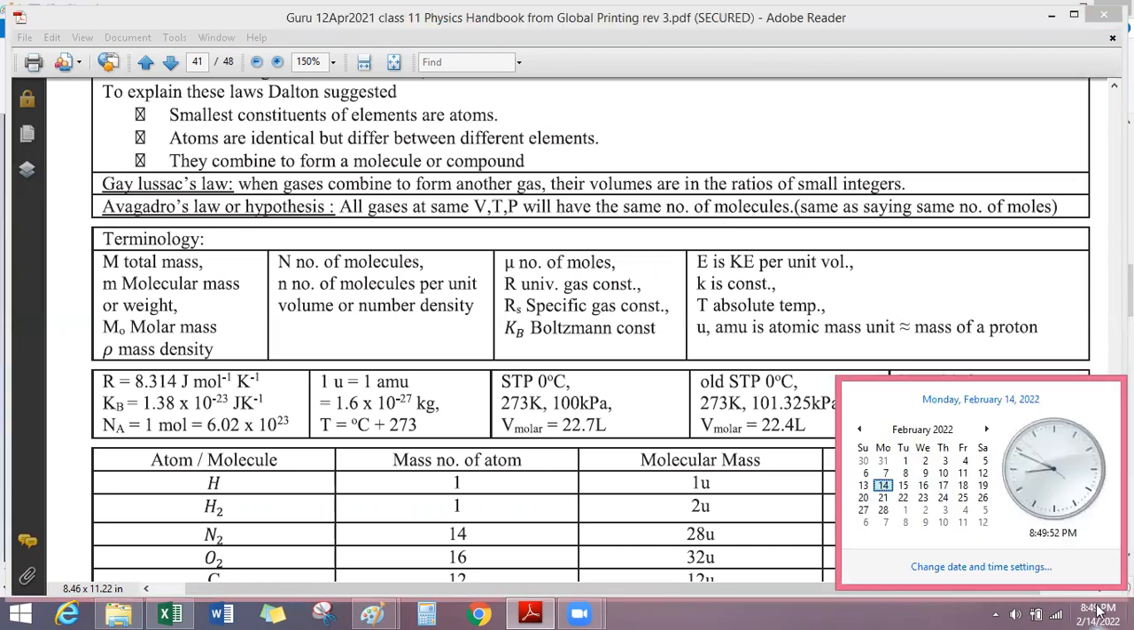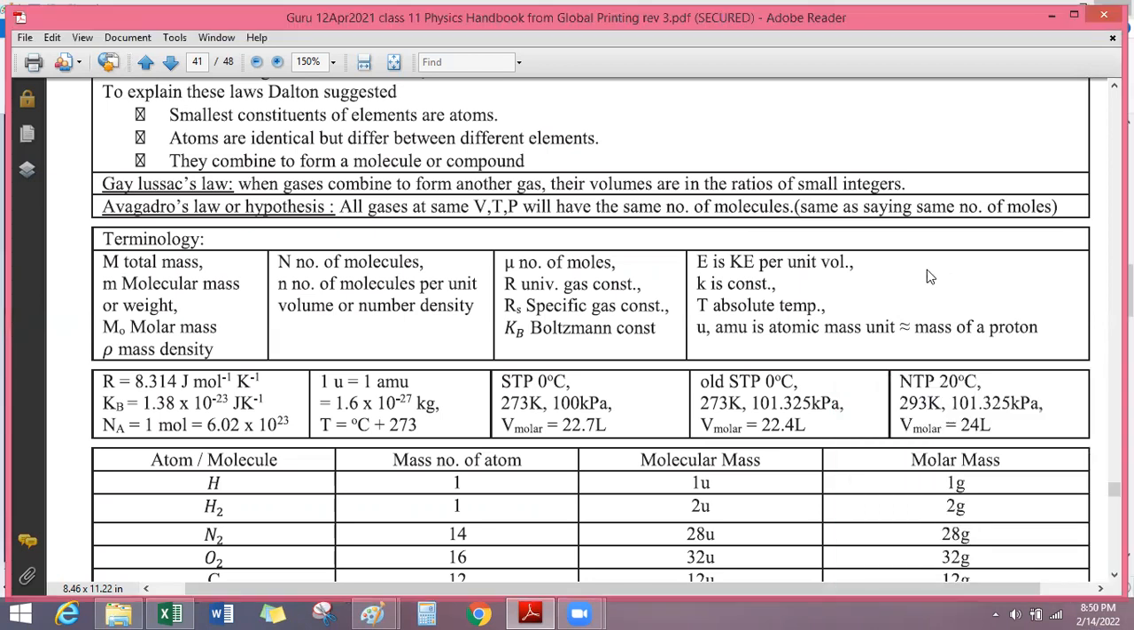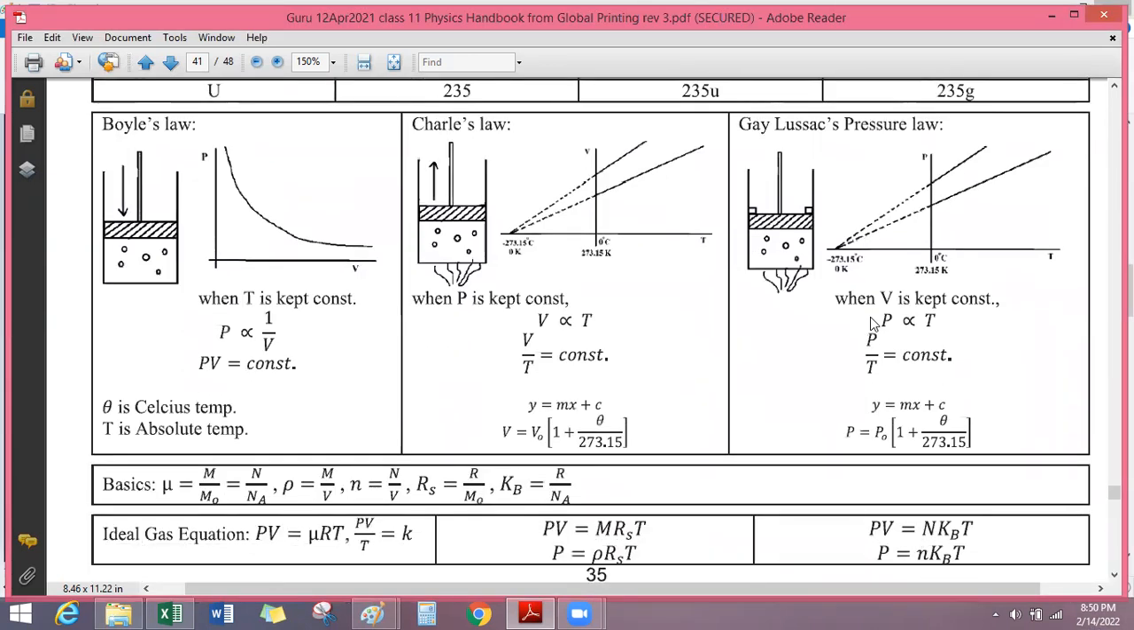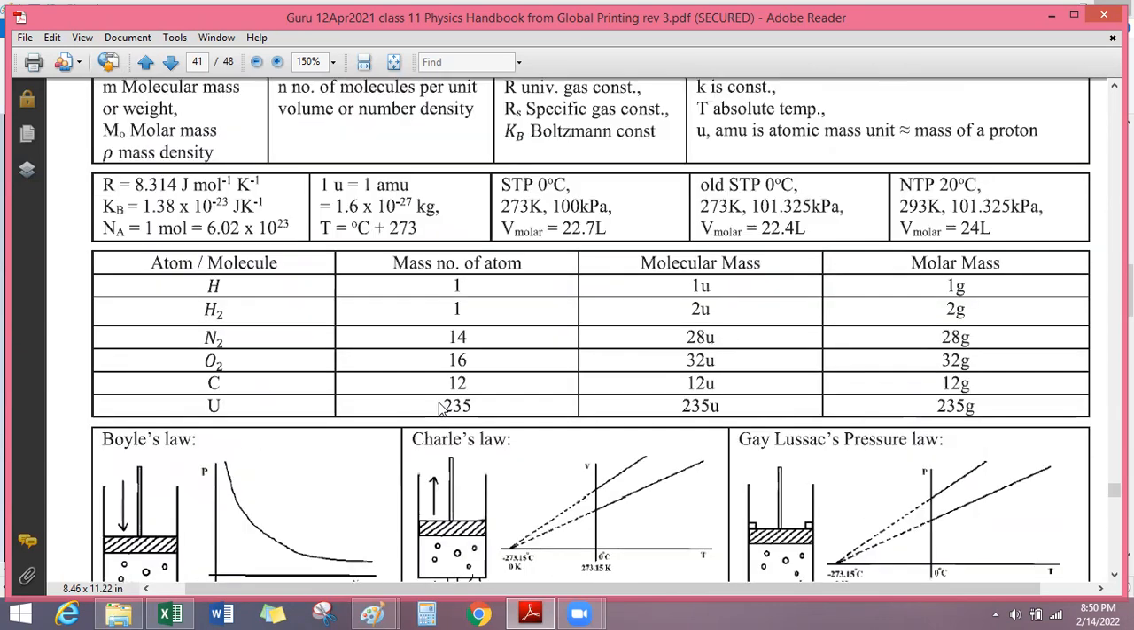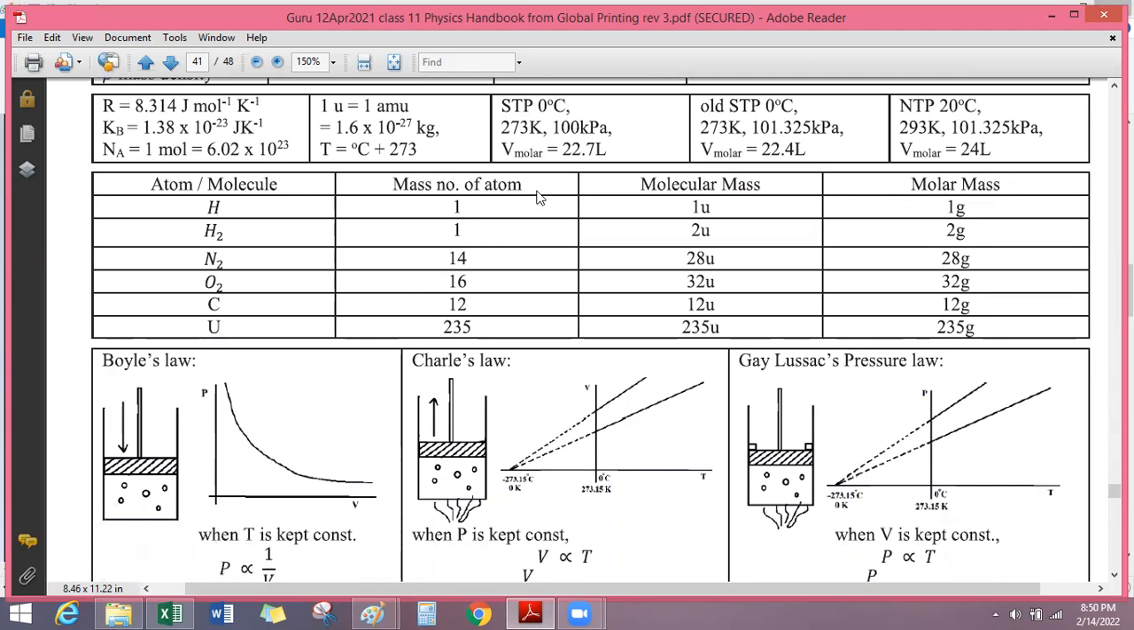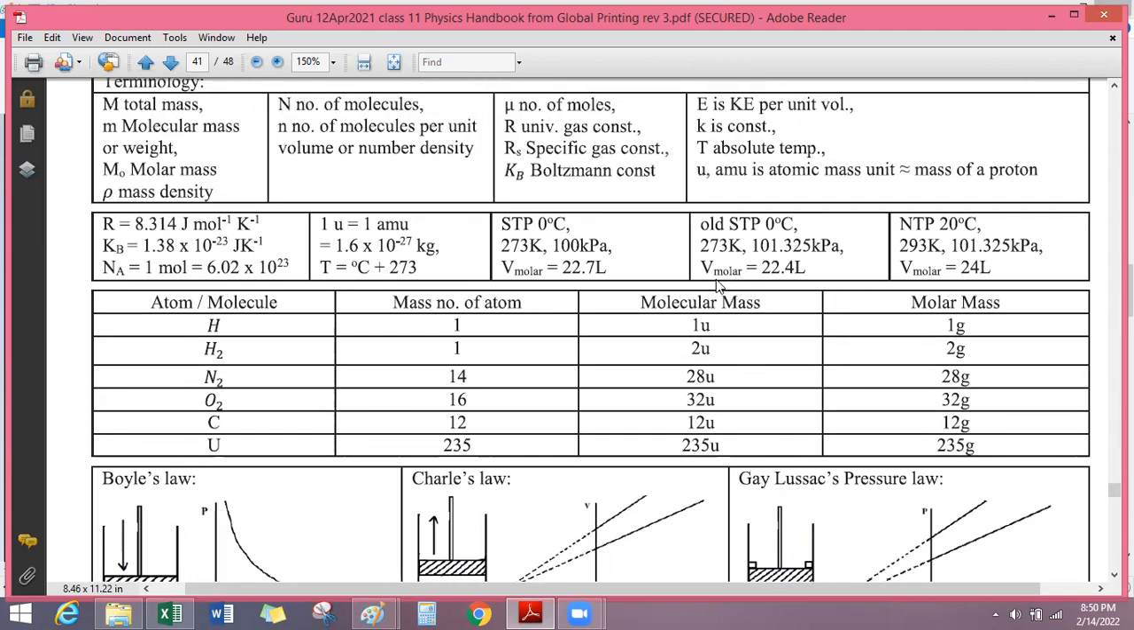I didn't realize that the time is up. It's 5 minutes past the time. In the previous chapter I already discussed Boyle's law, Charles' law, and Gay-Lussac's law, so go through this before coming to the next class. Go through your ideal gas equation; you must be studying all these things in chemistry also. You should know what is mass, number of atoms, molecular mass, what is this u, and what is molar mass. So try to understand this table, go through it, and come, and I'll explain more.